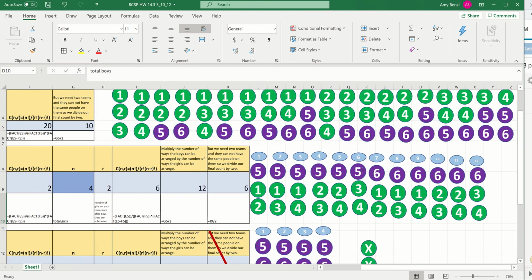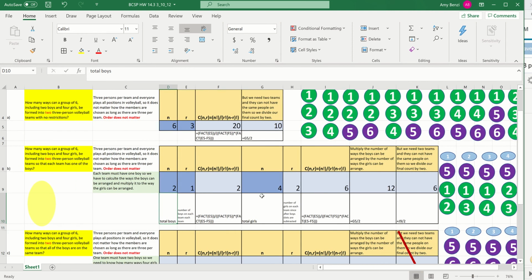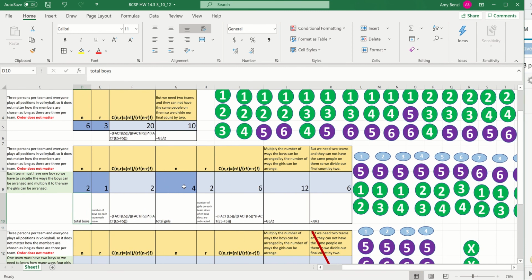You can see that I have all the ways that I can have boy 5 on a team and all the ways I can have boy 6. So those are only two different ways. But then I have to figure out how many ways I can arrange two girls. I have 4 total girls and I can have 2 girls on each team. With this cell, you can see for Echo 5 right here, I took the total number of people on a team and subtracted the total number of boys on a team. That left me with the fact that I need 2 girls for each team.